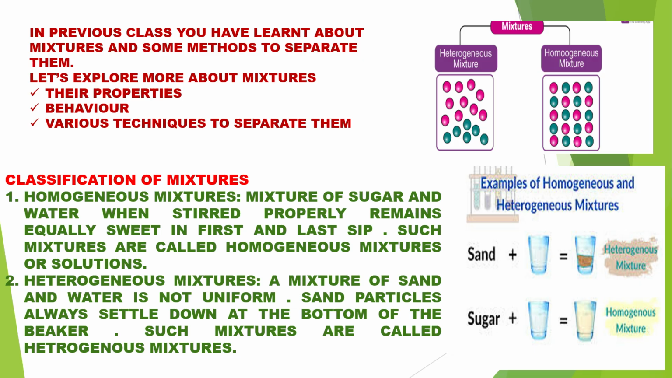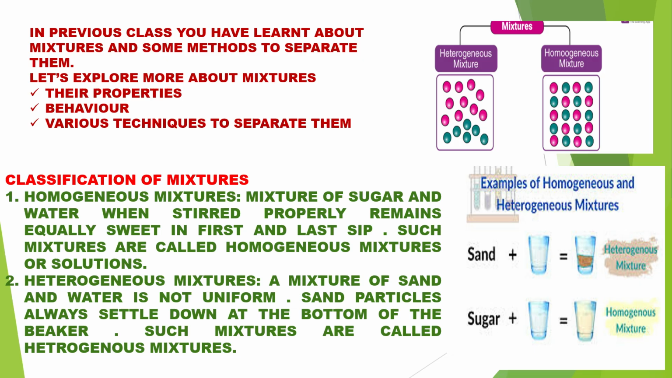First, classification of mixtures. Here in the diagram, this is given: heterogeneous mixtures and homogeneous mixtures. First, homogeneous mixtures. A mixture of sugar and water, when stirred properly, remains equally sweet in the first and the last sip. Such mixtures are called homogeneous mixtures or solutions.